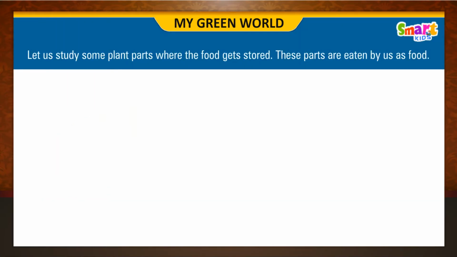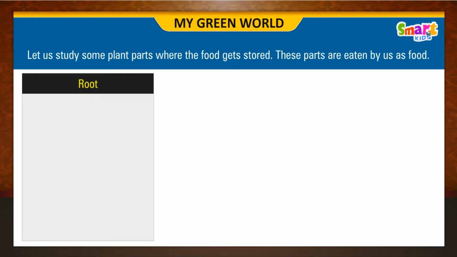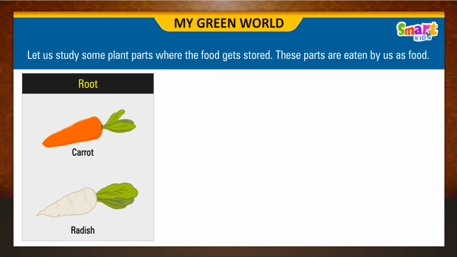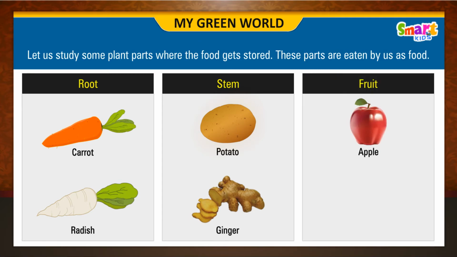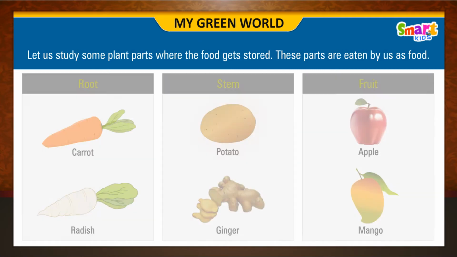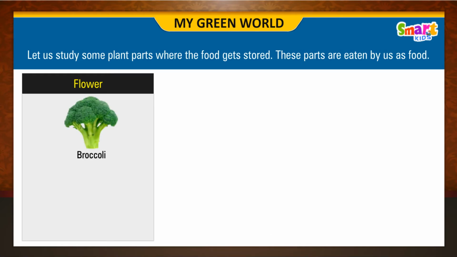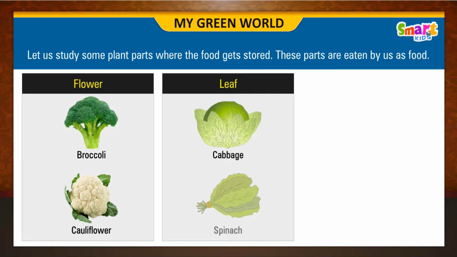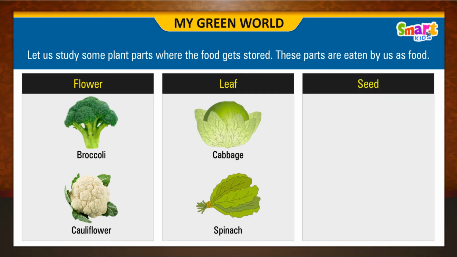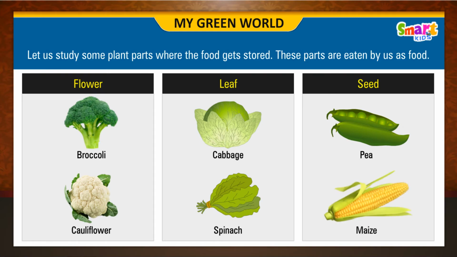Let us study some plant parts where the food gets stored. These parts are eaten by us as food. Root: carrot, radish. Stem: potato, ginger. Fruit: apple, mango. Flower: broccoli, cauliflower. Leaf: cabbage, spinach. Seed: pea, maize.